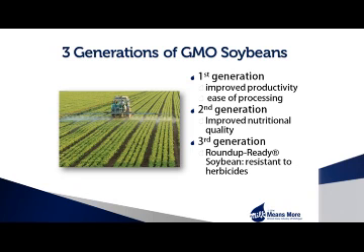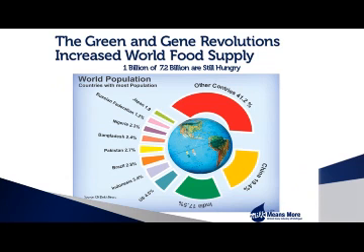GMOs and other new technologies have vastly increased world food production. Increased productivity is especially relevant. In June 2016, world population reached 7.2 billion. Almost a billion go hungry. By 2050, it's anticipated that the population will exceed 9 billion.